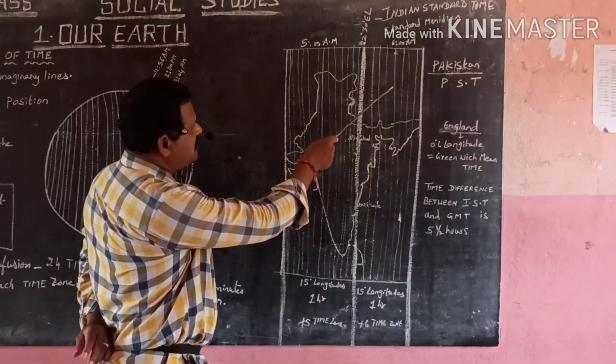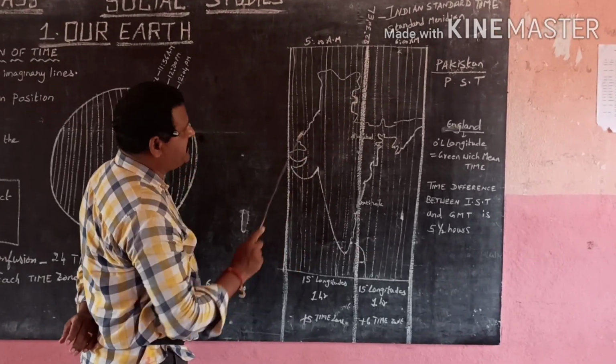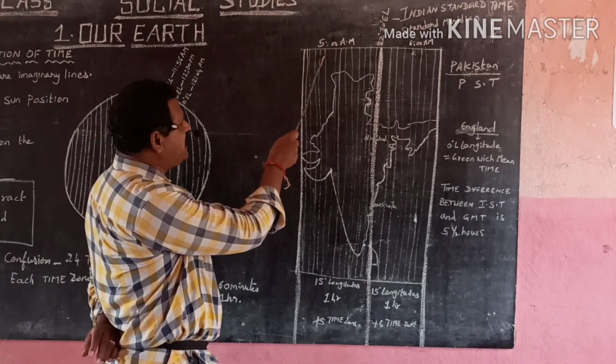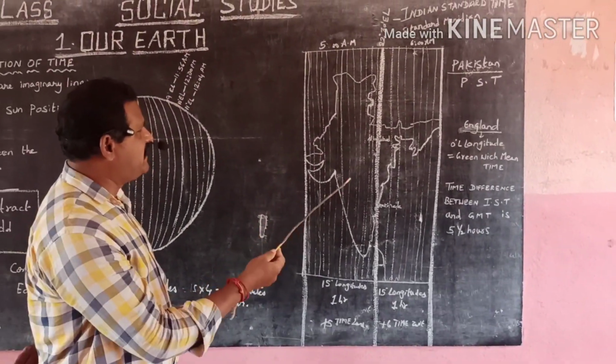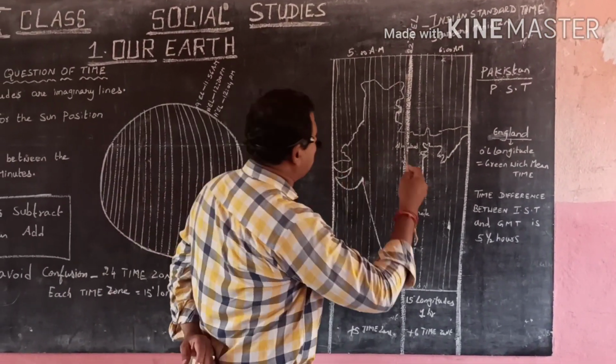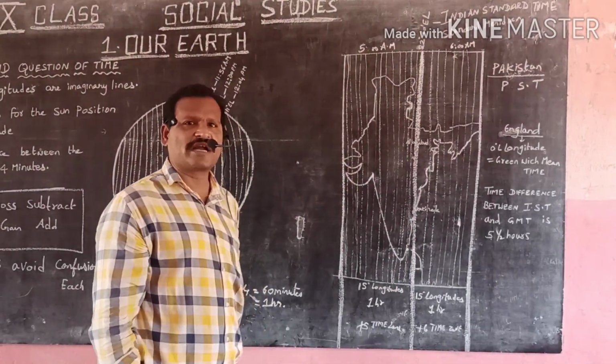When the time is 6 a.m. in the east part of India, the time will be 5 a.m. in the west part of India. So when the time is different between the west and east parts of India, it leads to confusion.